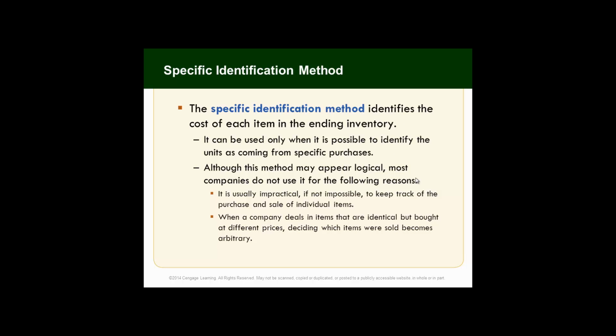So specific identification identifies the cost of each specific item. It can only be used when it's possible to identify the units, such as cars, as I noted. It may appear logical, but most companies do not use it because it's impractical, if not impossible, to track a lot of their purchases and sales of individual items. When a company deals in items that are identical but bought at different prices, deciding which price sold becomes arbitrary. So you buy all the bananas, you buy half of them at $4, you bought half of them at $4.50, which price do you sell? You can't really identify items like that.